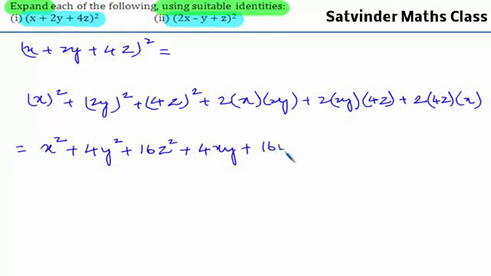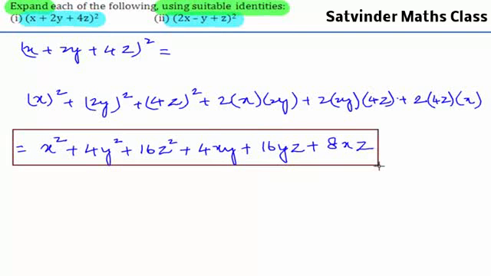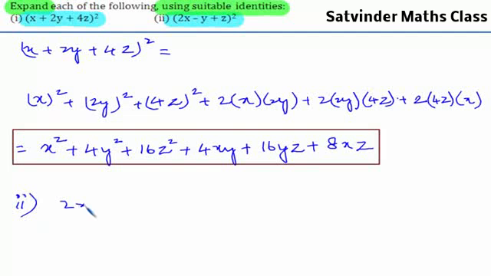therefore 16yz plus you are left with 2 4's is 8xz. This is the required expansion of the first part of the question, which is (x + 2y + 4z)². Now let us take up the second part of the question, which is (2x - y + z)².